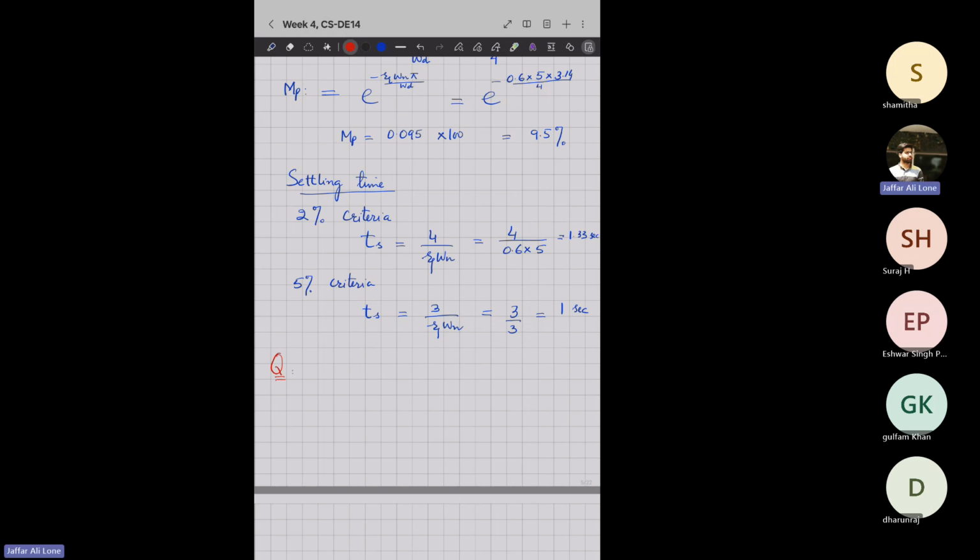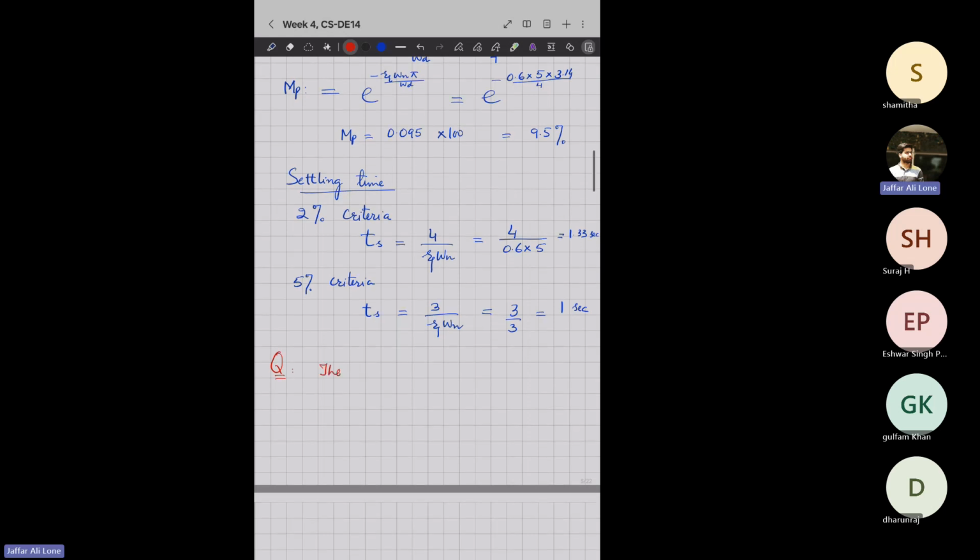The open loop transfer function. Keep your calculator with you. The open loop transfer function of a unity feedback. Again, for the first few questions, I'll write the full question. So you are given an open loop transfer function with a unity feedback. The transfer function is given by 25 by s into s plus 5. So this is your OLTF.